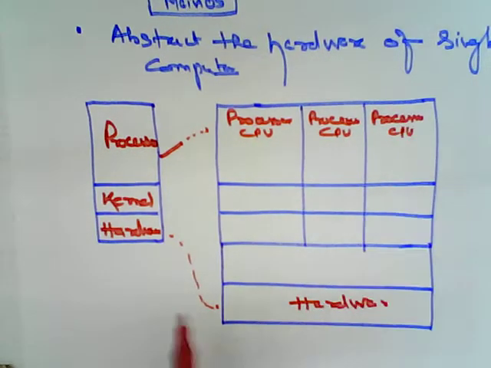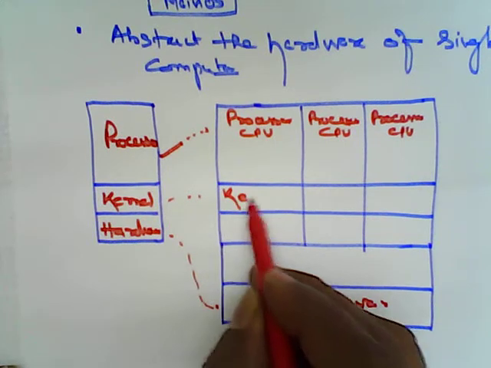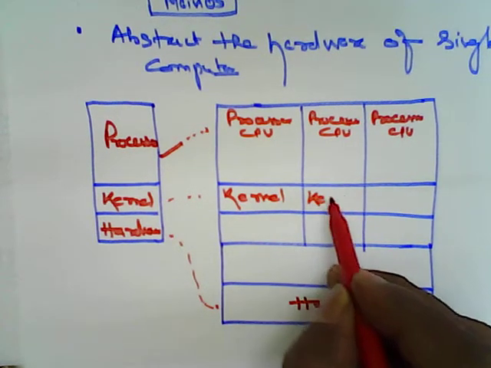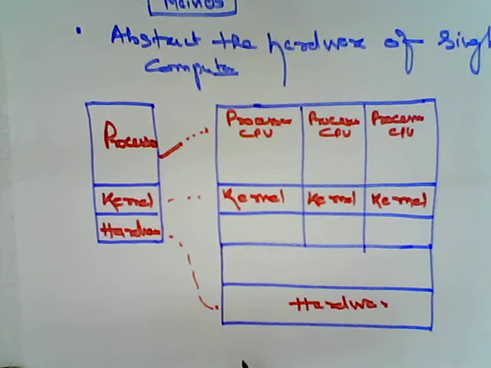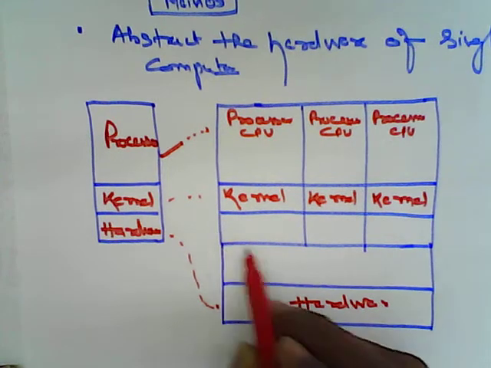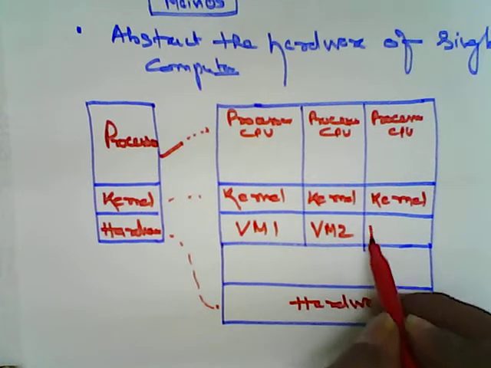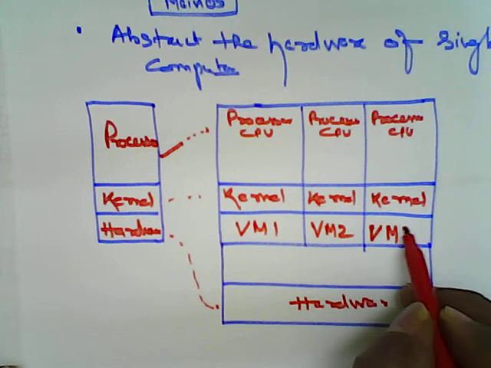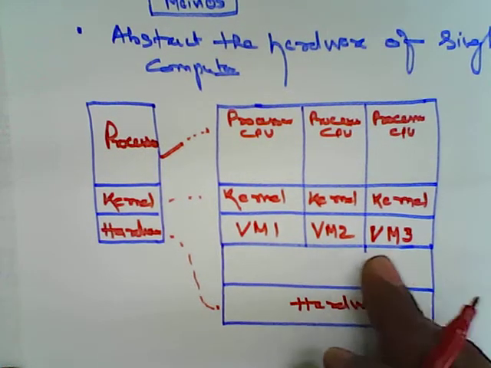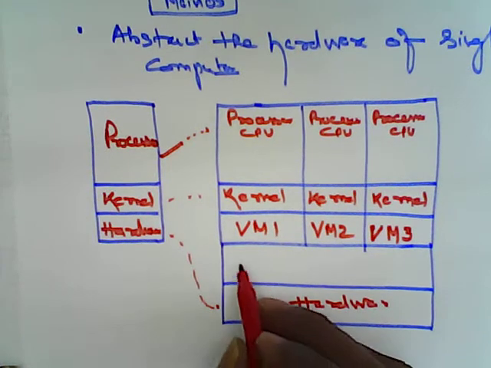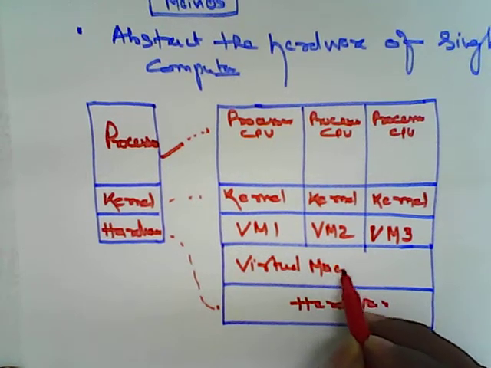and the same way the kernel was here, so we put it here as a kernel. Kernel also is distributed under three virtualization scenarios. Now here these sections you put as virtual machine 1, virtual machine 2, virtual machine 3, and here we write virtual machine implementation.